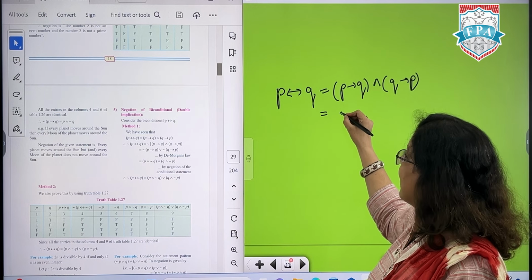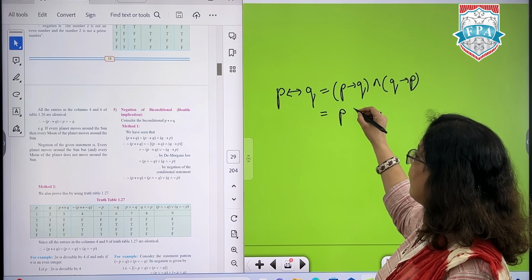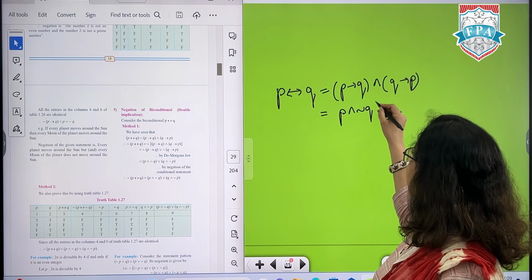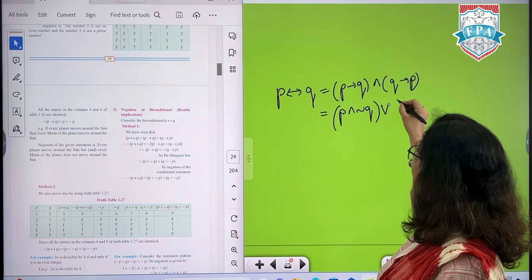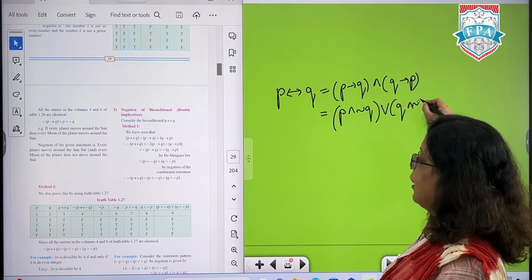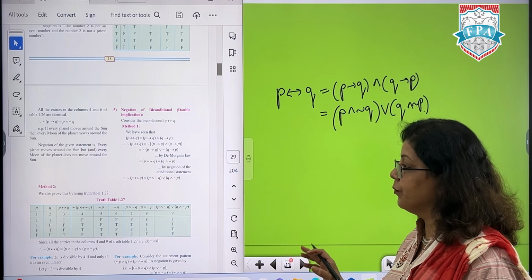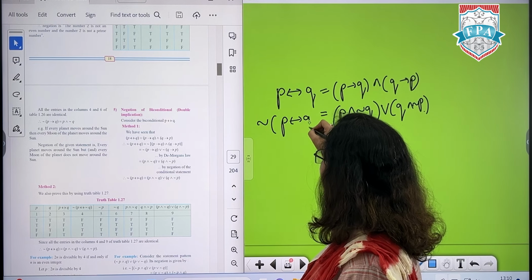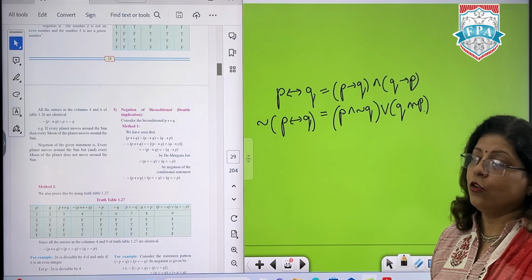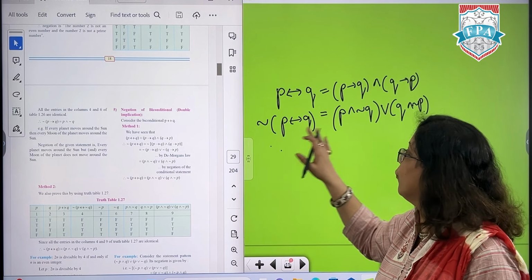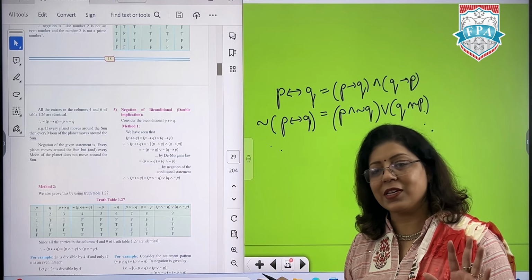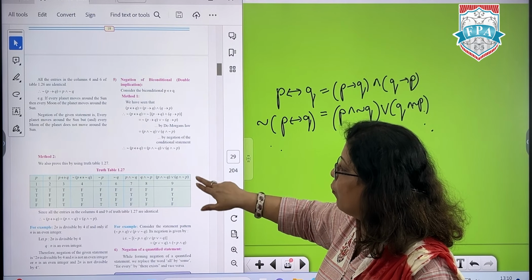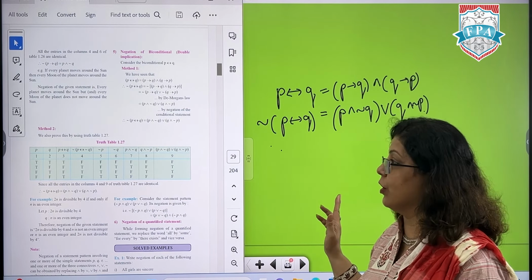This can be written as P and negation of Q, or Q and negation of P. So this statement comes out for the negation of P biconditional Q. You can go stepwise also, or if you can learn the full statement in one go, that is also acceptable. But you need to understand that the final statement will come in this particular format with the negation.